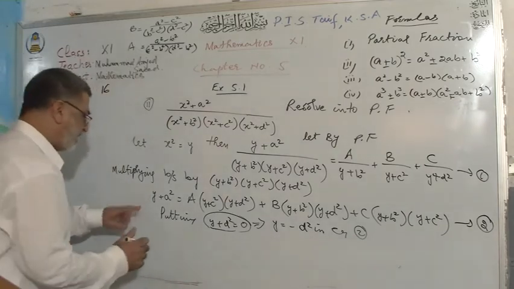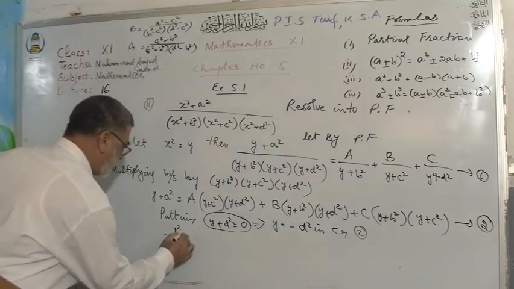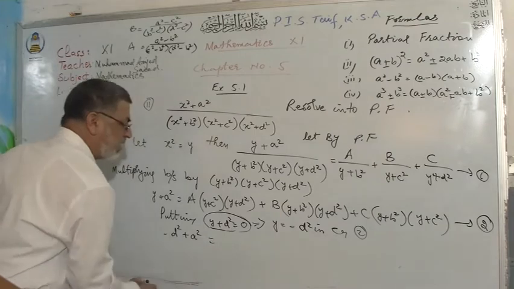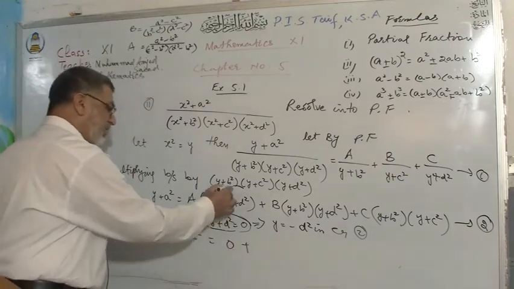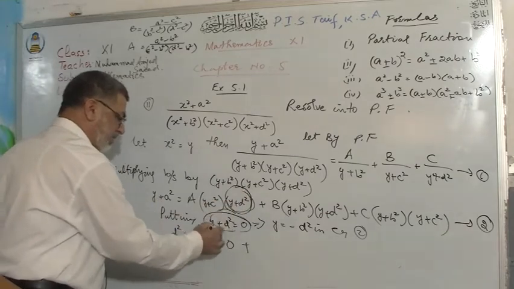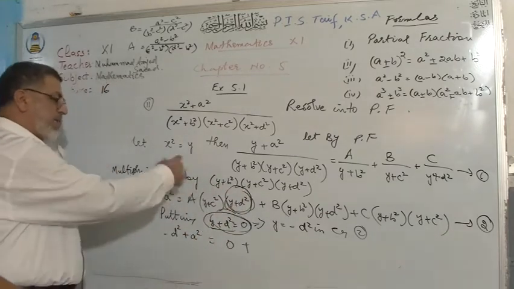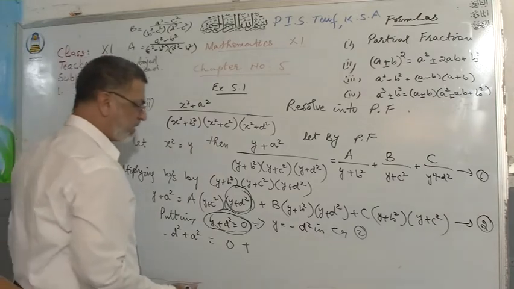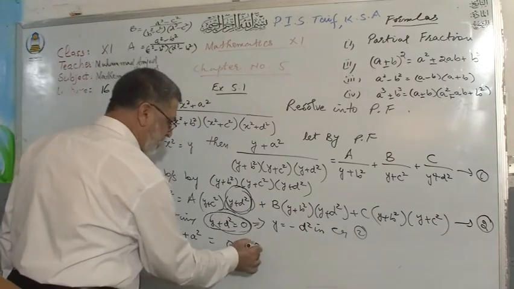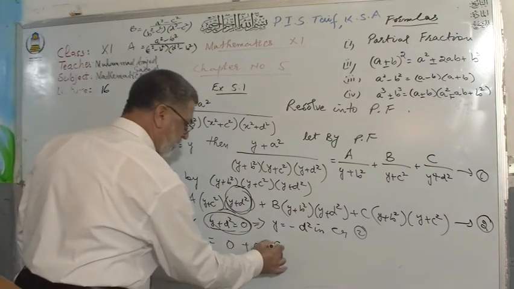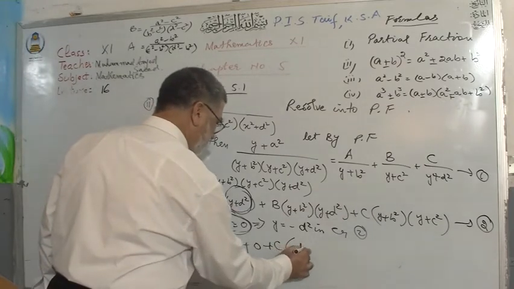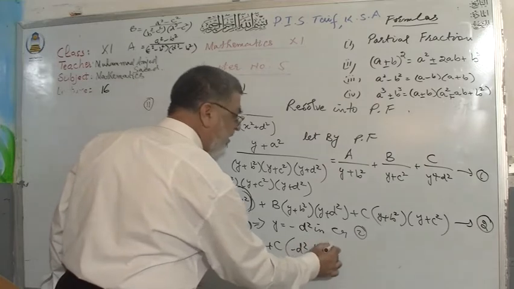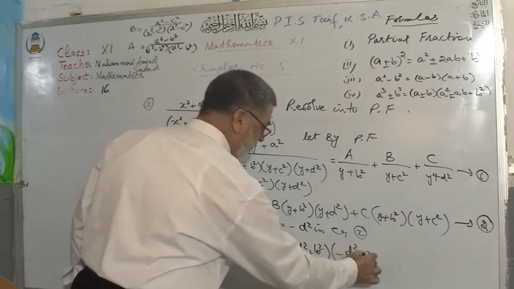And here we will apply that minus d square plus a square is equal to, first term is 0 because y plus d square involves here and this is y plus d square is 0. Applying 0, then everything will be 0. So here is y plus d square also 0 plus c into value of y is minus d square plus b square minus d square plus c square.